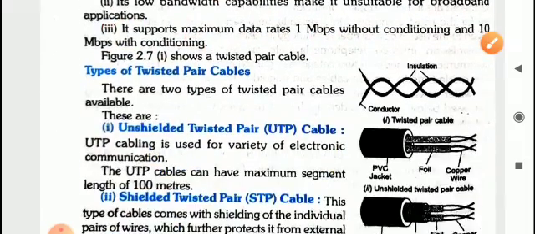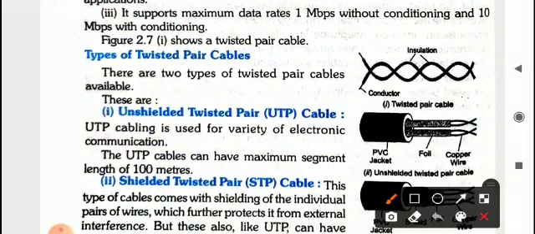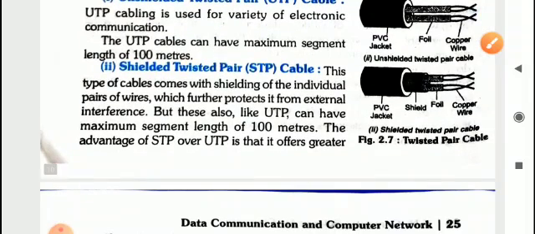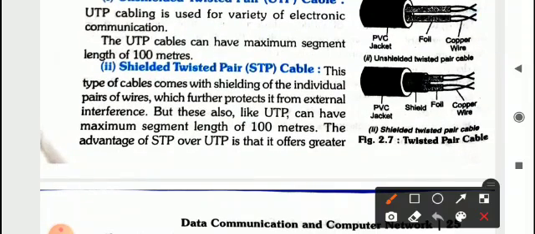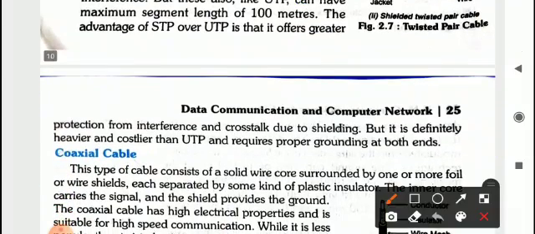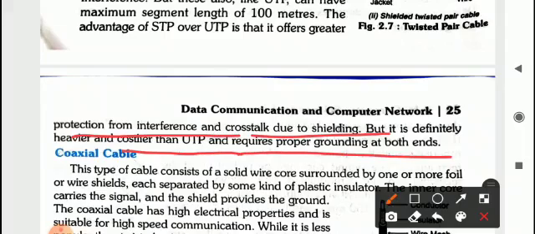Okay, now it supports maximum data rate 1 Mbps without conditioning and 10 Mbps with conditioning. Now types of twisted pair cable, there are two types. One is unshielded twisted pair and the other one is shielded twisted pair cable, UTP and STP. UTP cables have maximum segment length of 100 meters and STP also has a maximum length of 100 meters. The advantage of STP over UTP is that it offers greater protection from interference and crosstalk due to shielding. Okay, but it is heavier and costlier than UTP and requires proper grounding at both ends.